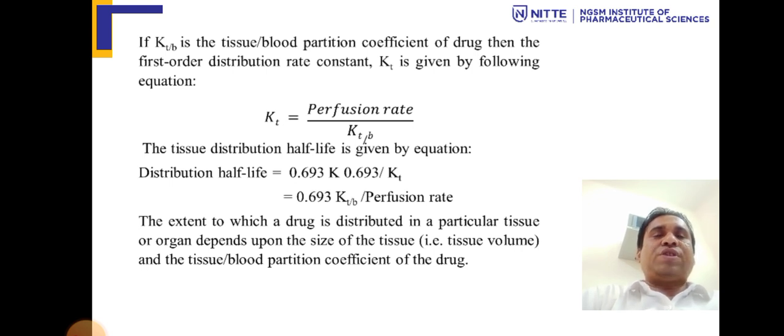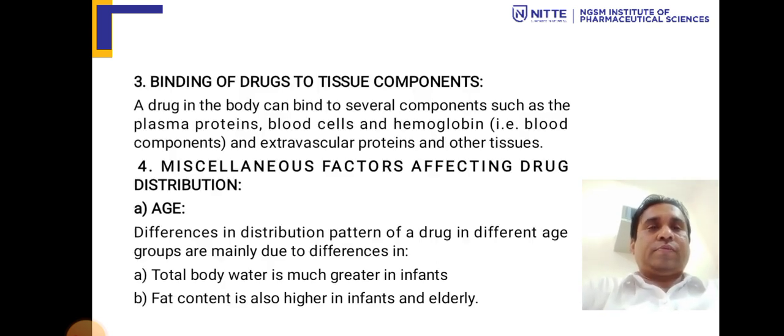The extent to which the drug is distributed in a particular tissue or organ depends on the size of the tissue, that is tissue volume, and the tissue blood partition coefficient of the drug. Now, binding of drug to tissue components. A drug in the body can bind to several components such as plasma protein, blood cells, hemoglobin, that is blood components, and extravascular proteins and other tissue.